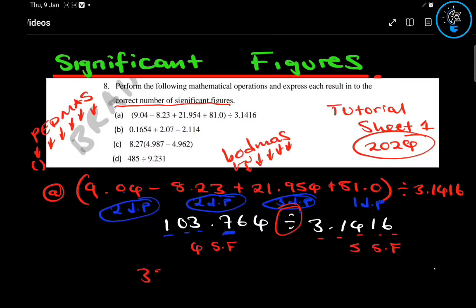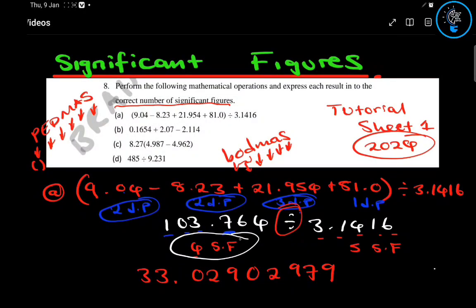This will give you a value of 3.029029799. But your answer has to be rounded off to 4 significant figures. It has to have the same number of significant figures as the factor with the lowest significant figures in your particular question. So in this one we have 4. So we're going to round off our answer to 4 significant figures.